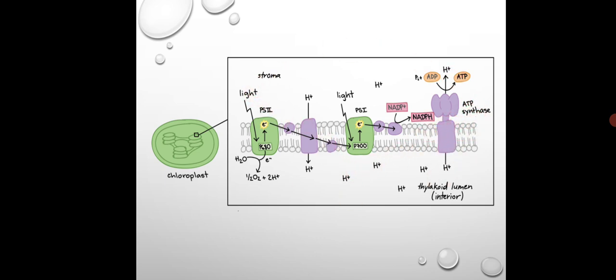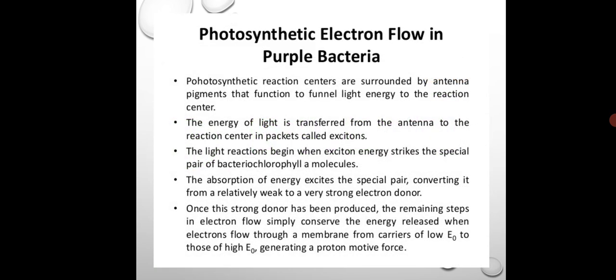We already discussed in our last lecture that in oxygenic photosynthesis there is production of NADPH and ATP. Now in this lecture we are going to focus on the anoxygenic photosynthesis mechanism in purple bacteria. Okay, so that will be our main focus.